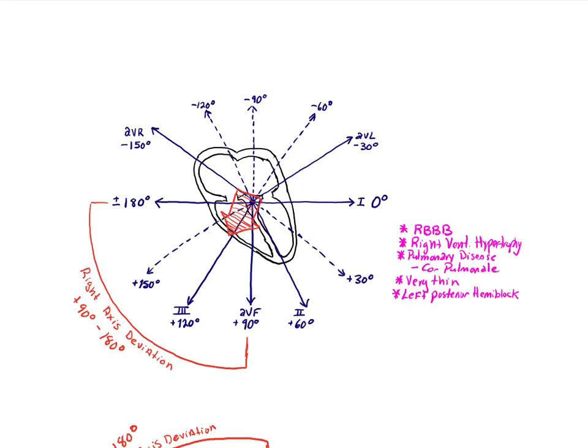Okay, so the first thing I'm going to talk about is right axis deviation, also known as RAD. Do you see where the arrow is? See how it's shifted to the right. Right axis deviation is a mean vector between positive 90 degrees, so that's down here, to 180 degrees, down here to up here.